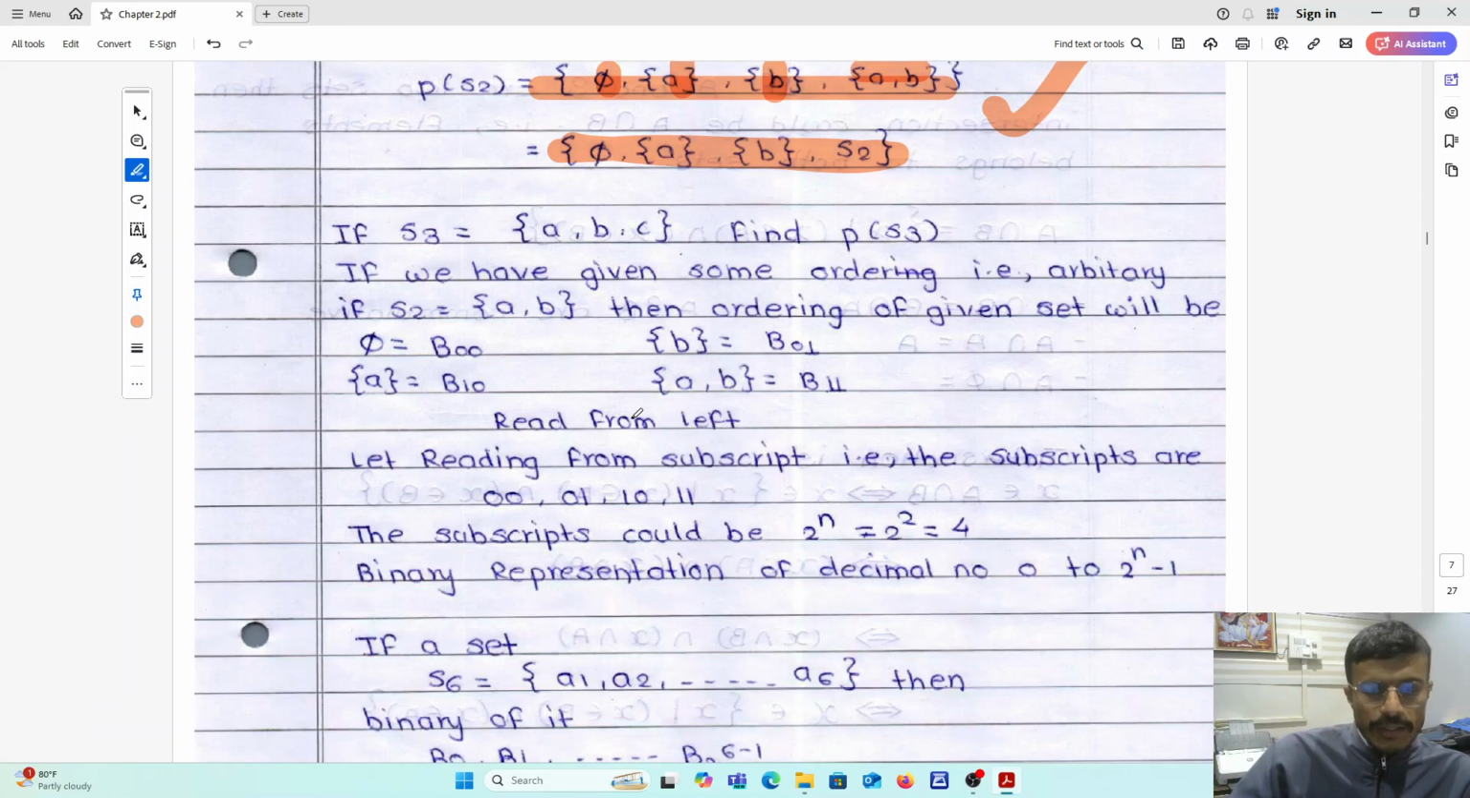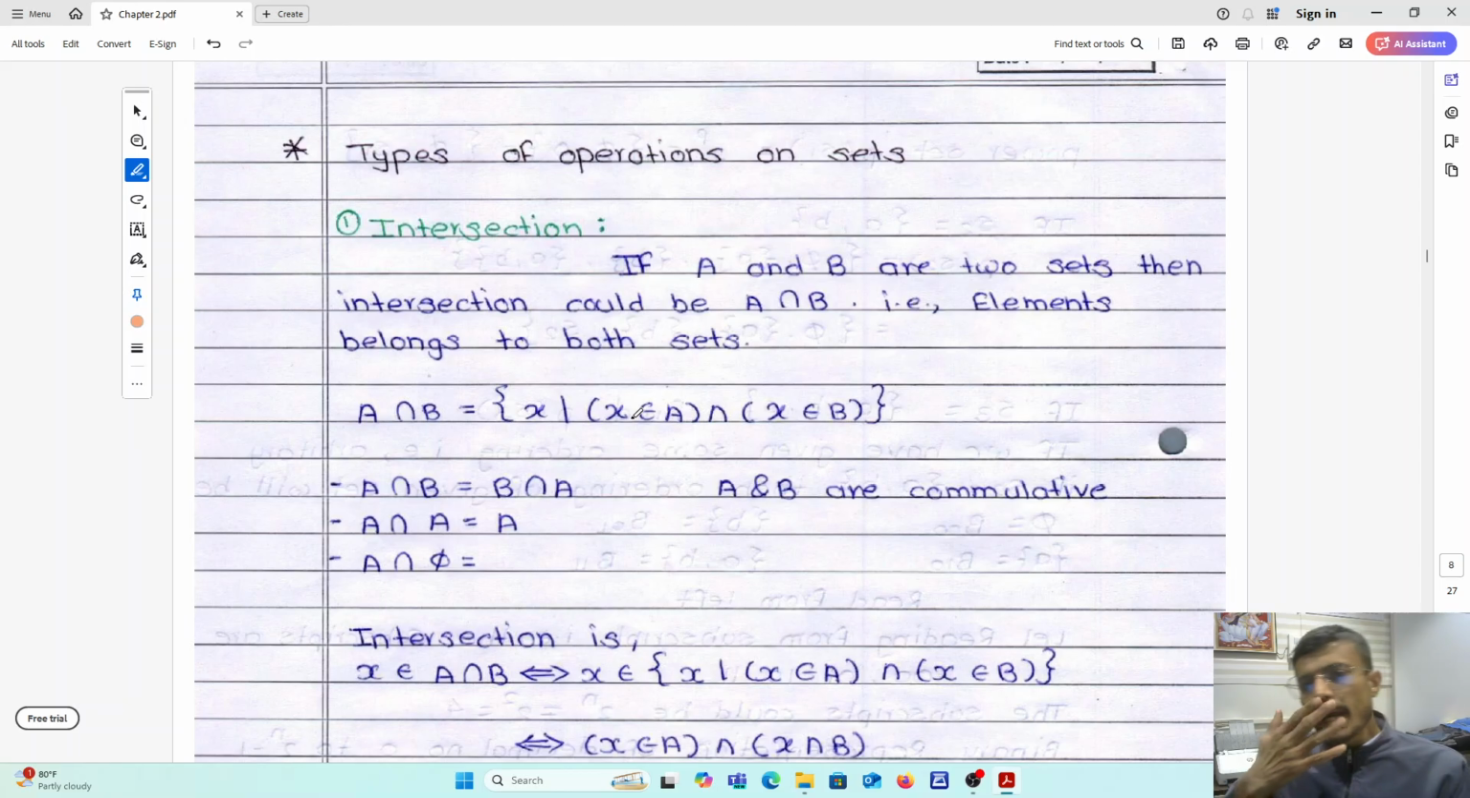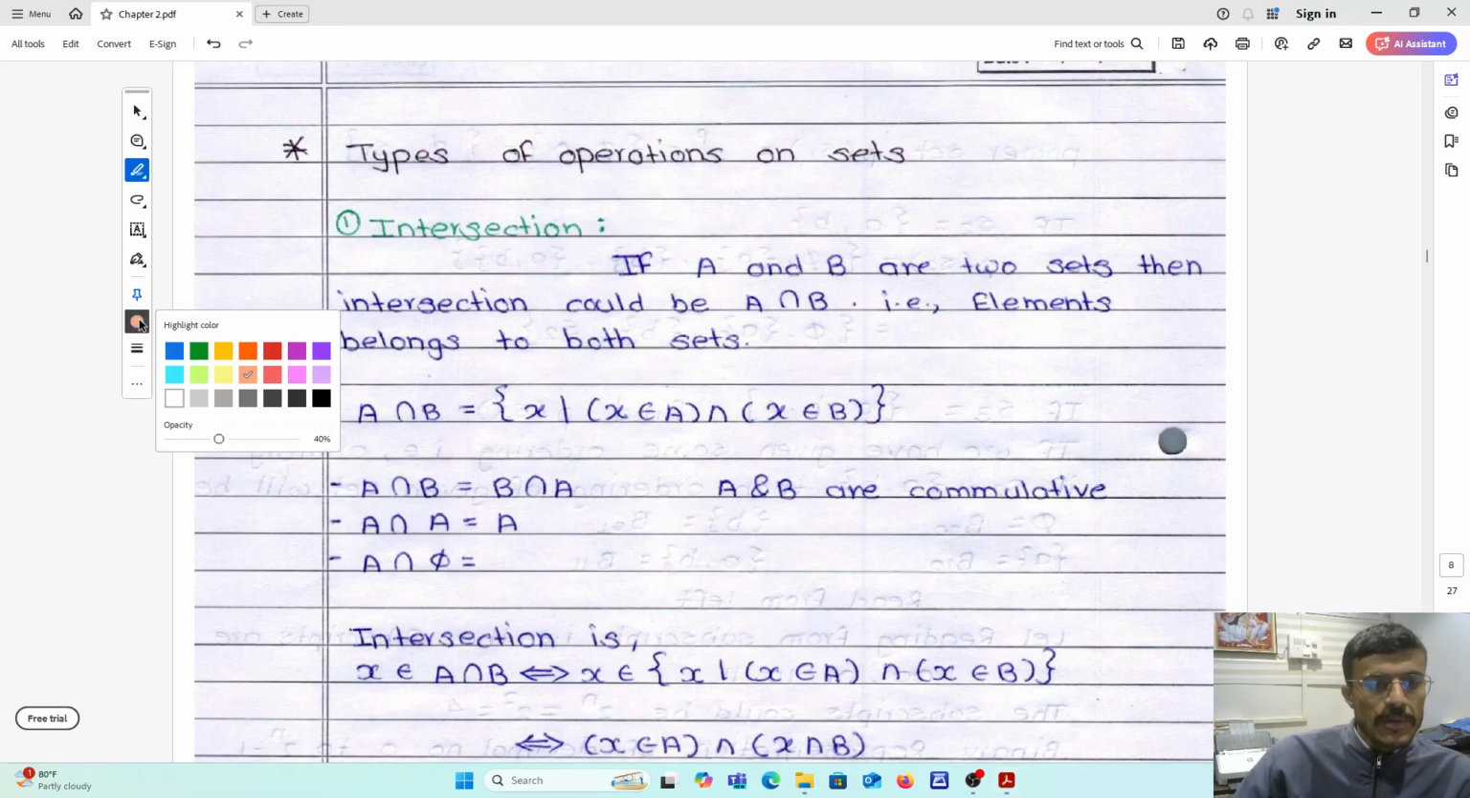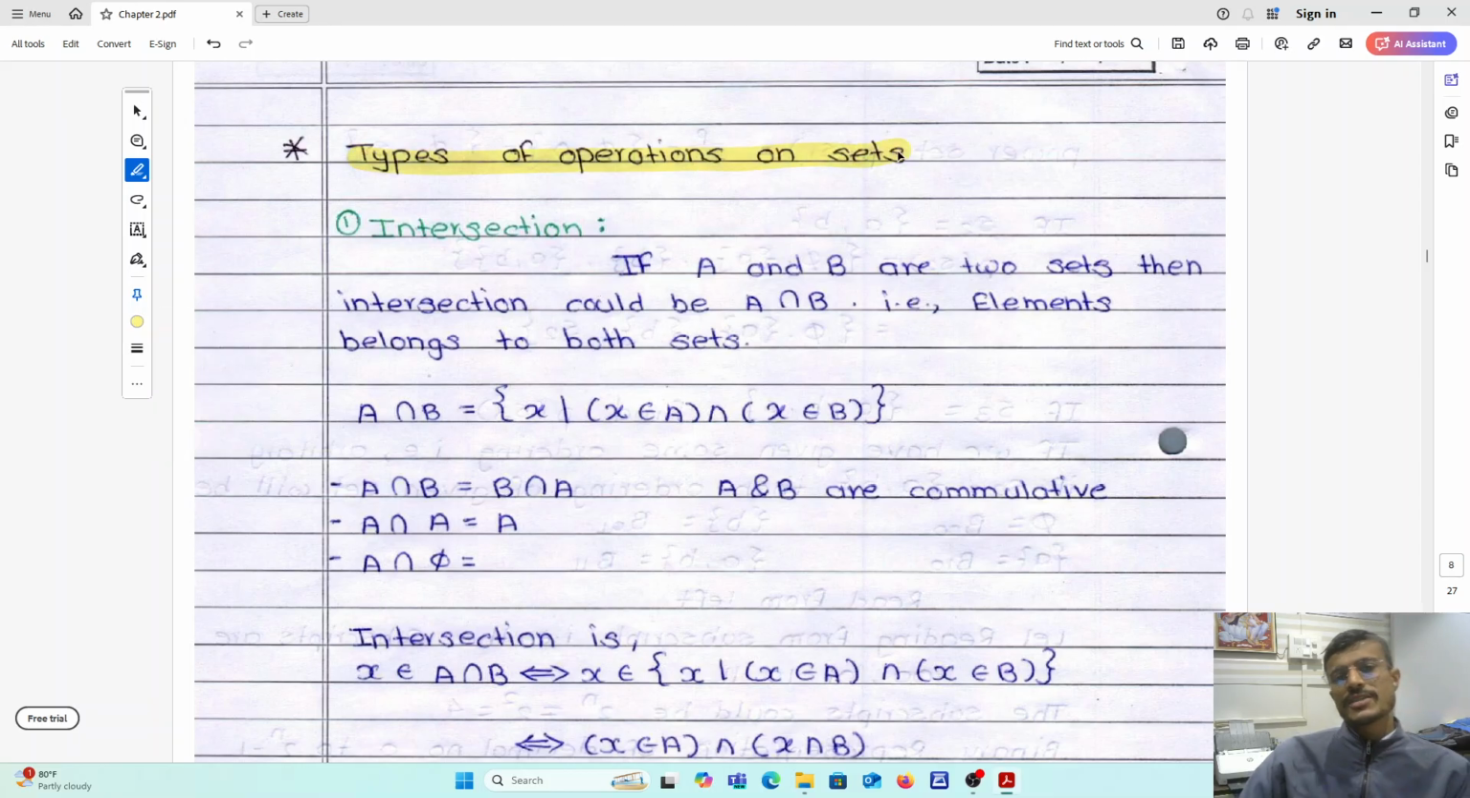So these are some basic terminologies related to sets. Now we are going to discuss, one by one, the types of operations performed on sets. Basically there are 7 operations: union, intersection, complement, absolute complement, relative complement, symmetric difference, Boolean sum.